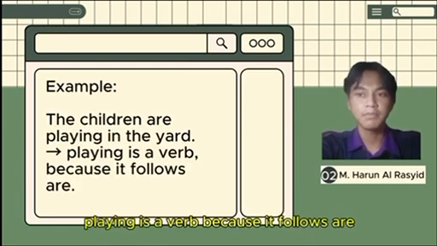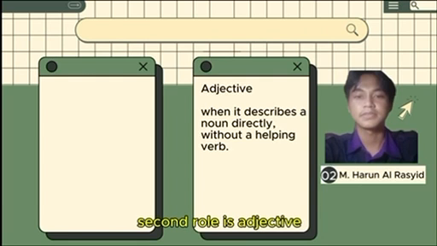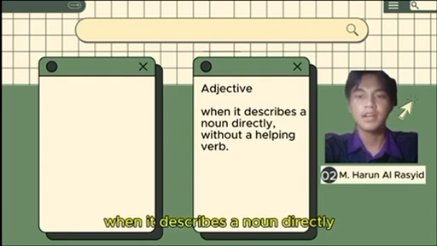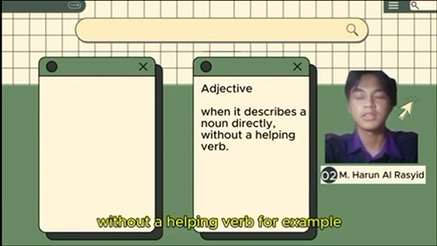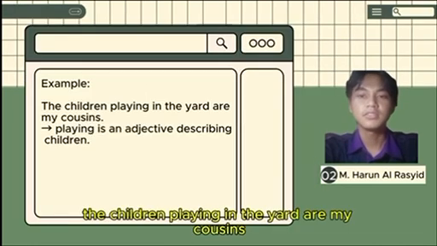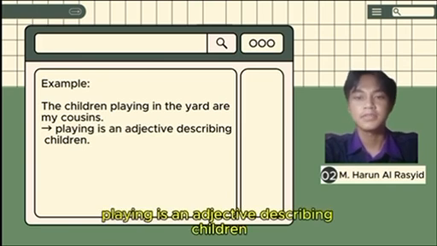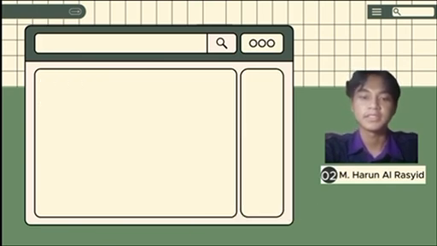Playing is a verb because it follows are. The second role is adjective, when it describes a noun directly without a helping verb. For example, the children playing in the yard are my cousins. Playing is an adjective describing children.